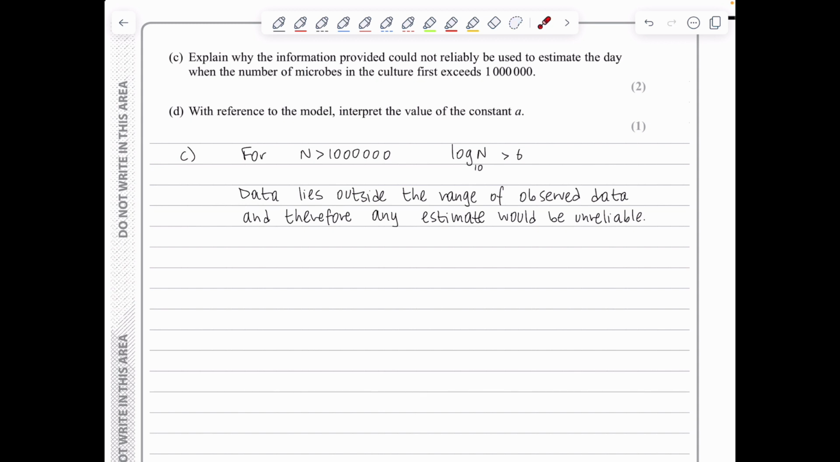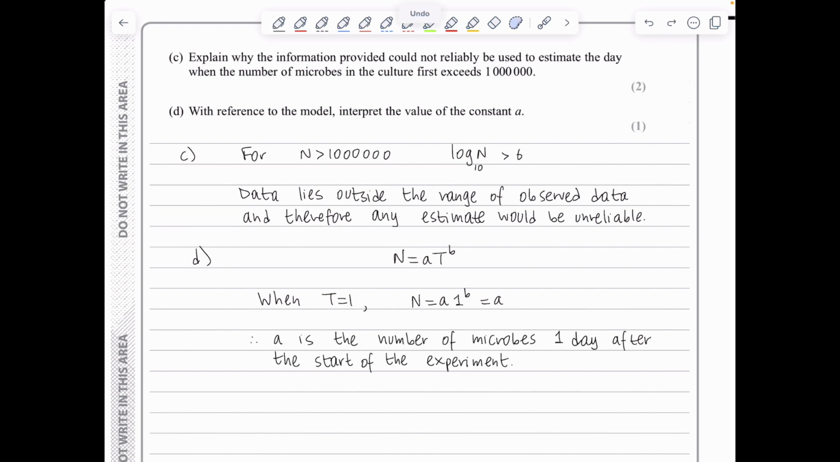In part D, we are asked with reference to the model to interpret the value of the constant A. Well, let's start by reminding ourselves that capital N is A capital T to the B. So we see that when capital T is equal to 1, then we get that N is A times 1 to the B. So irrespective of the value of B, capital N turns out to be A. And this simply means that A is the number of microbes 1 day after the start of the experiment.